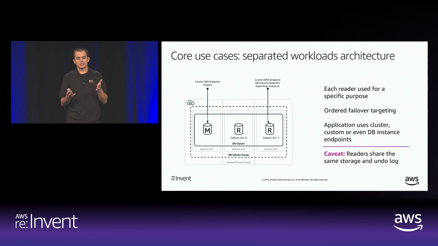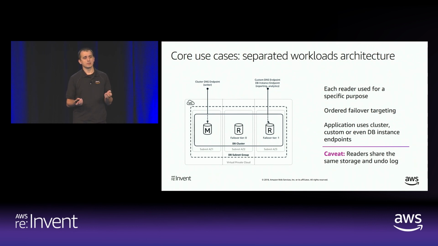And for this architecture, the failover tiers matter because that's how you inform the cluster of your desire as far as which node should be the preferred failover target and which node is less preferred. You can never exclude a node and set it aside so that it can never be a failover target, but you can establish an order of preference.